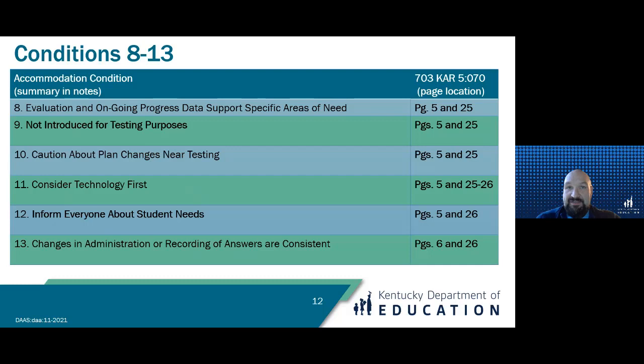Continuing on with the next conditions. So you will notice that these also have page numbers and they reference the regulation for information specific to these conditions. So condition 8, evaluation information and ongoing progress data should support the need for accommodations in the specified area of need. Condition 9, accommodations shall be part of the student's ongoing instructional program and not introduced immediately prior to state required content assessments.